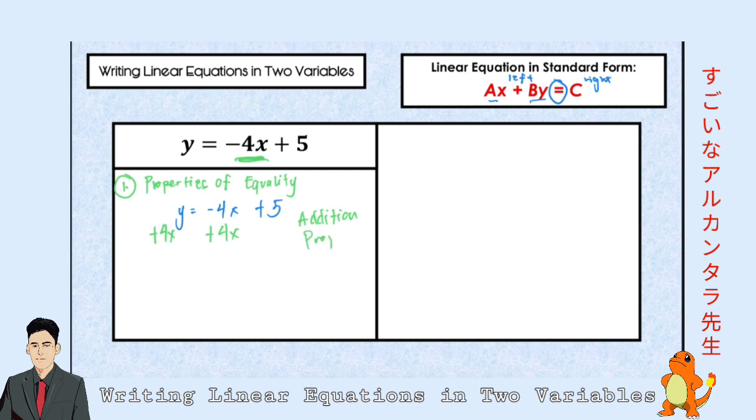Again, what you do on the left side, you do it also on the right side. By doing so, you will now have the 4x also on the left side, and since y is positive, this will be plus y equal to negative 4x plus 4x, which is equal to 0, so that will now be eliminated, and you will only have 5 left on the right side. So this is now in the form of ax plus by is equal to c. We did the addition property, and that's it. Again, the goal that we want to do is to put the x term and the y term on the left side of the equal sign, and then the constant on the right side.